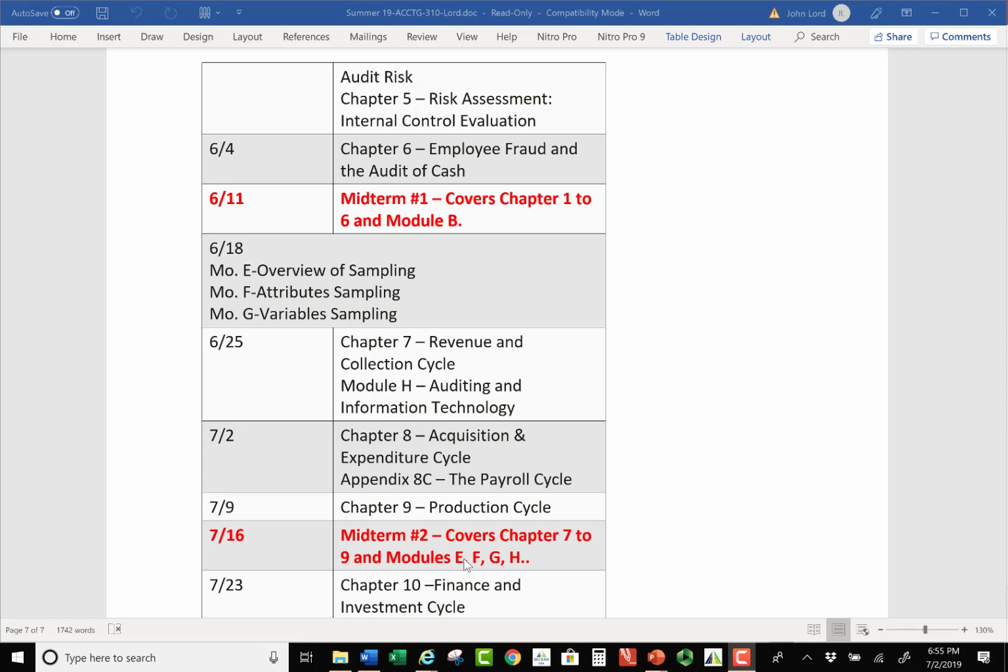I'll put something up since we're on that. Materiality, chapter 3. Chapter 6, as we did last time, 7, 8, 9, 8, not. Chapter 7 and 8, not 9. Modules E, F, G, and H. And I don't know why there's a dot after H. Okay, but we'll talk about it next time.